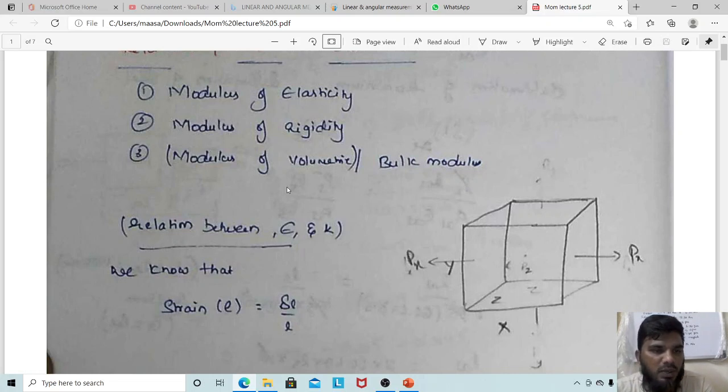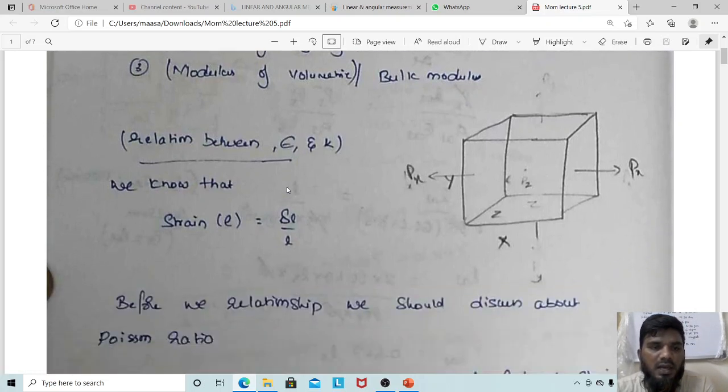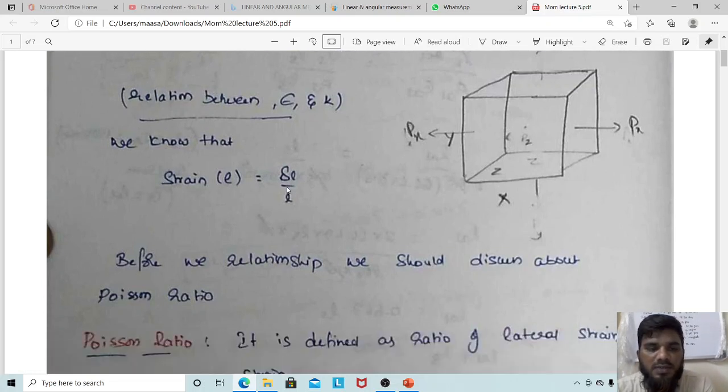Now we are trying to find the relationship between the modulus of elasticity, denoted as E, and the bulk modulus, denoted as K. First of all, the strain we have taken is nothing but delta L by L. We already know this, but before we identify the relationship between E and K, we have to identify what Poisson's ratio is.